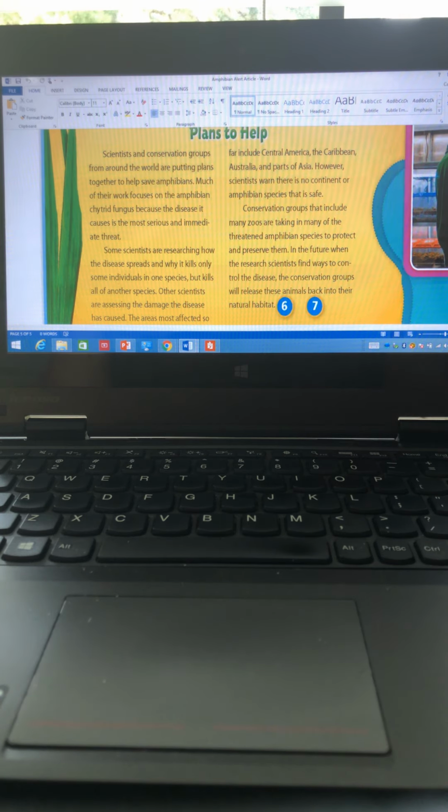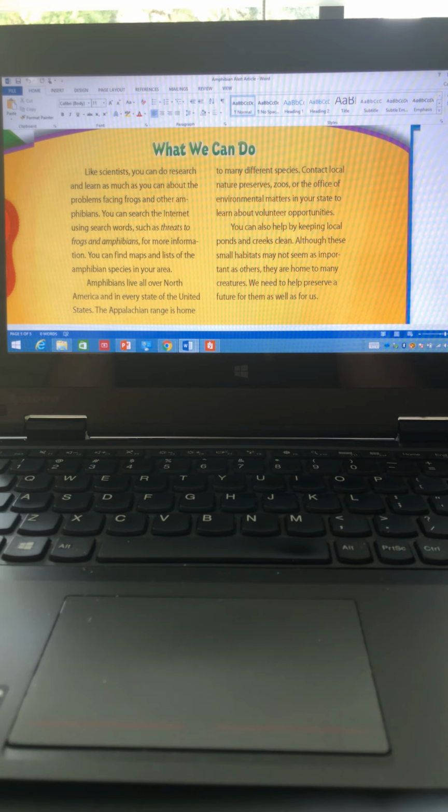And our final heading that we're going to read, what can we do? Like scientists, you can do research and learn as much as you can about the problems facing frogs and other amphibians. You can search the internet using search words such as threats to frogs and amphibians for more information. You can find maps and lists of the amphibian species in your area.